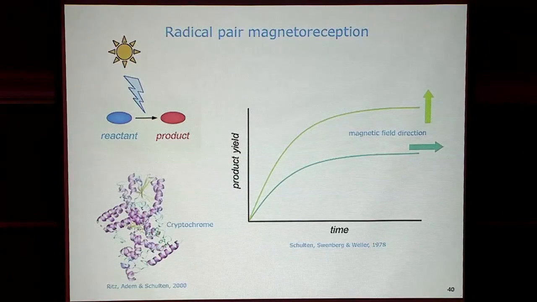This is the picture, which is that if this is all happening and going on with this differential sensitivity due to the small effect of the Earth's magnetic field, the product yield of the signaling species would be different if the magnetic field is perpendicular or parallel to these rigidly attached molecules in the retina of the bird. And that way the bird can differentiate which direction the field's in and it knows how to go home.